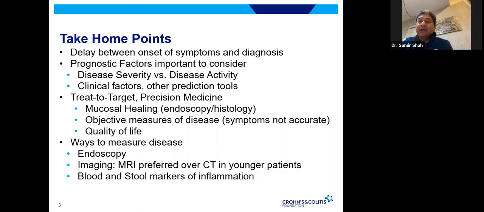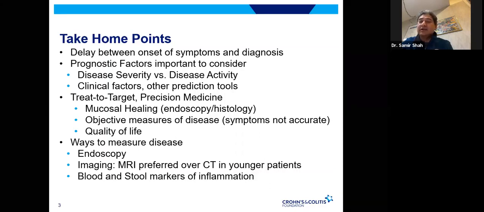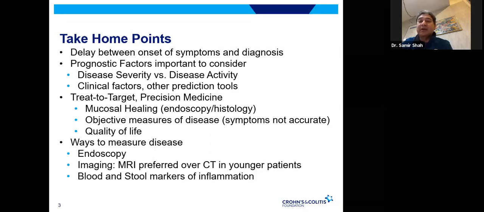We'll talk about that. You've already heard about treat to target, and I'm going to go into that in detail again, and precision medicine, which we hope to do. And basically all this means is customizing our therapy to fit you, and then discussing our goals. And for all our patients, we obviously want them to feel well, but we also want mucosal healing, both by endoscopy and increasingly by histology, because those things seem to translate to better outcomes.